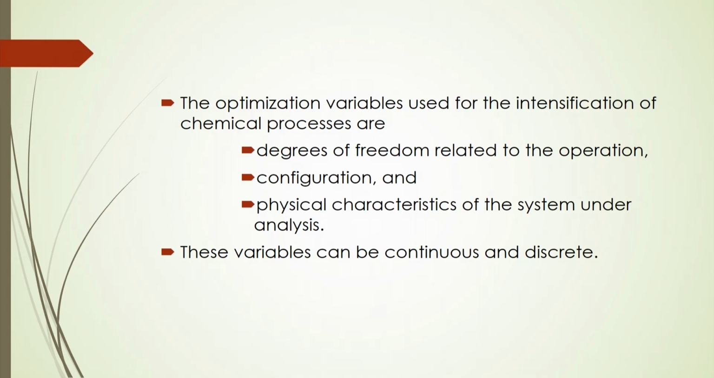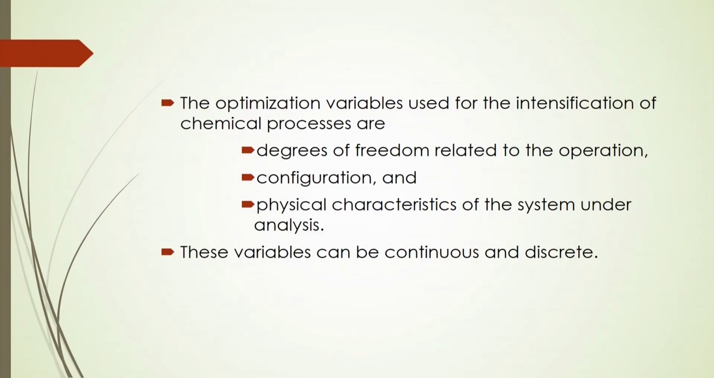So, in this case you have to wisely select the decision variables to get the optimal solution, especially for multivariable objective functions. And the optimization variables used for the intensification of chemical processes generally are degrees of freedom related to the operation, and also the configuration and physical characteristics of the system under analysis. And these variables can be continuous or discrete also.